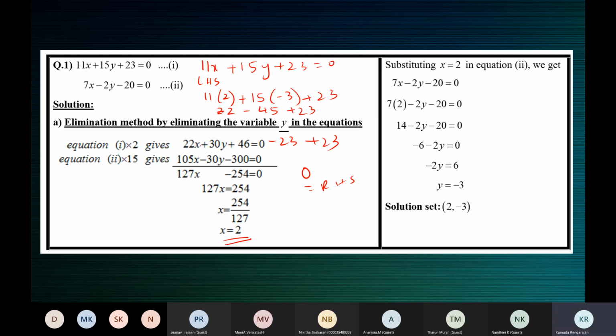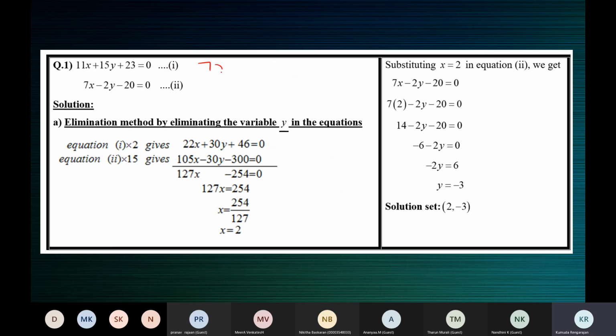So (2, -3) satisfies the first equation. It should also satisfy the second equation. Only such an ordered pair can be a solution to the two equations. Solution set means those values of x and y will satisfy both the linear equations in x and y. Let's try in the second one.